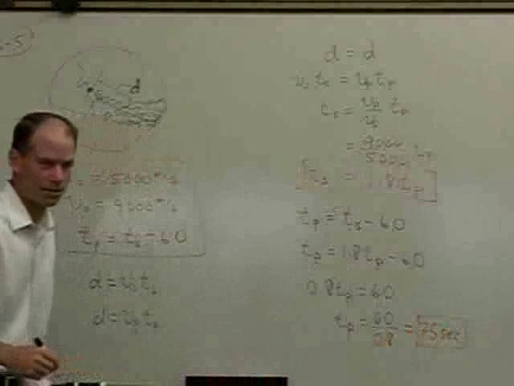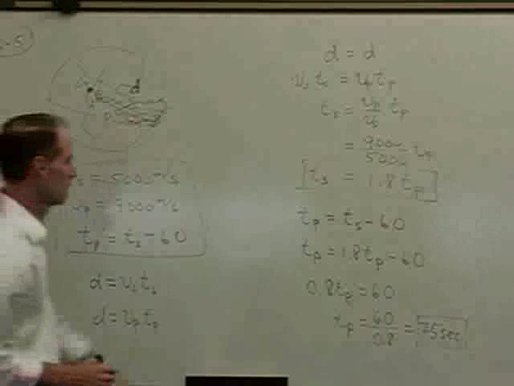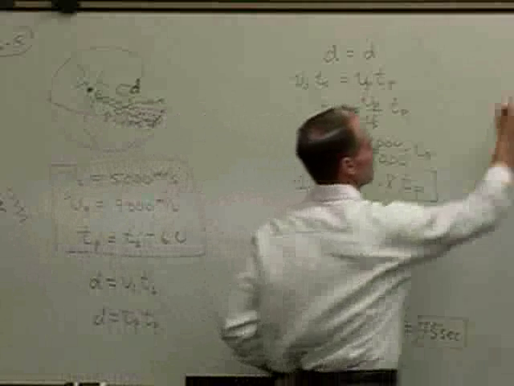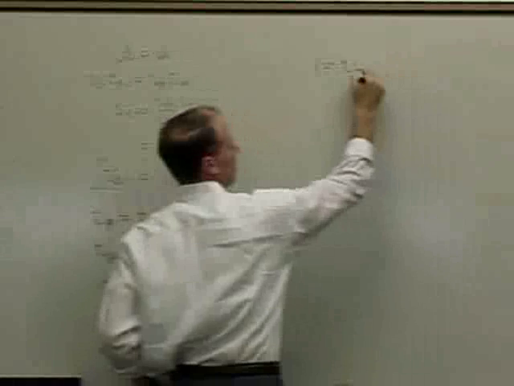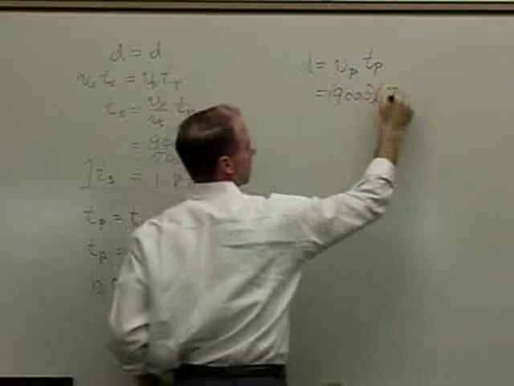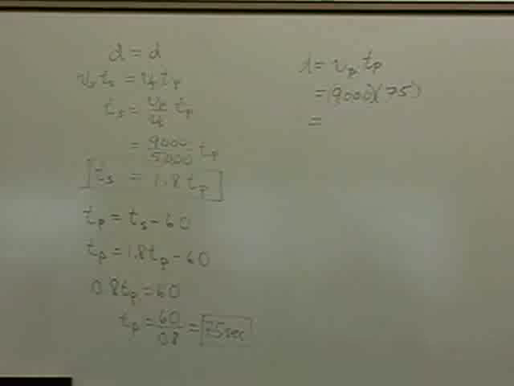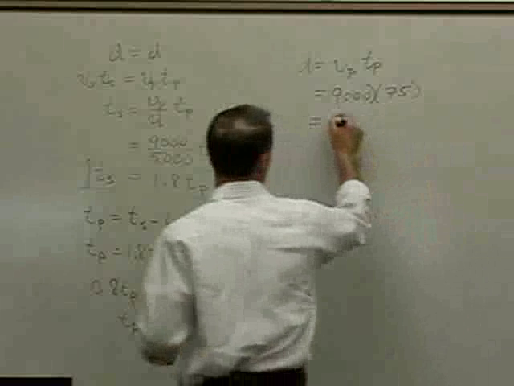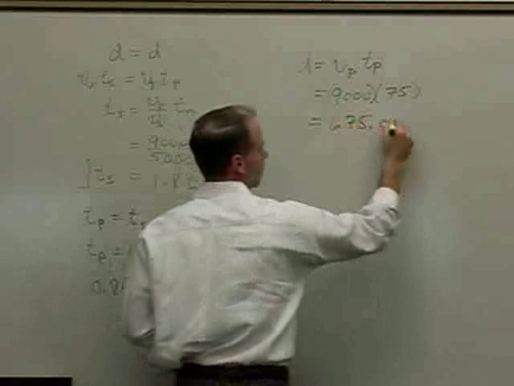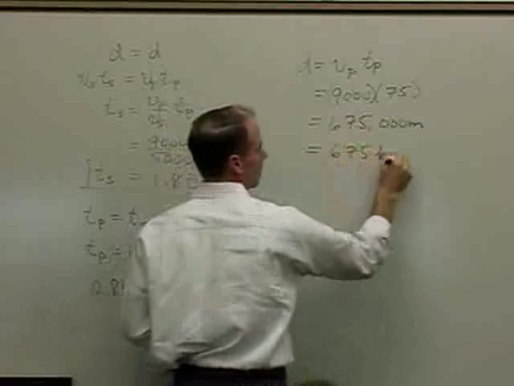Nice to know, but we want to find out the distance. So what we'll do is put that into this. Since the distance is equal to the velocity of the P wave times the time for the P wave, that'll be 75 seconds times 9,000 meters per second, which would be 675,000 meters, or 675 kilometers.